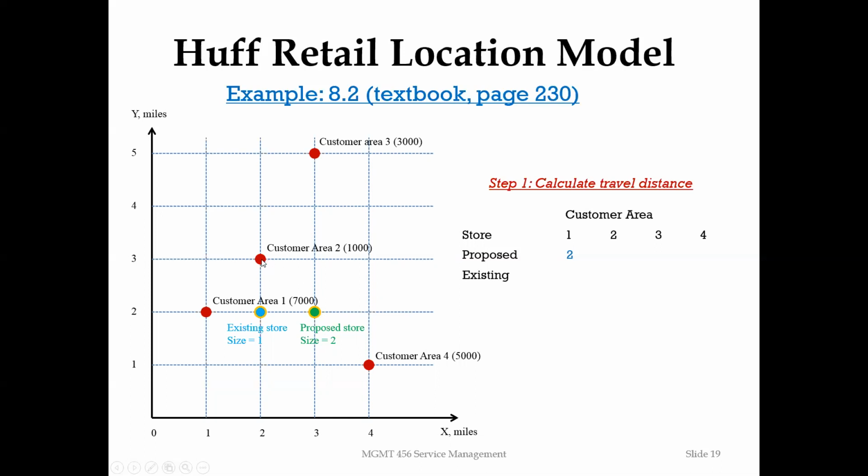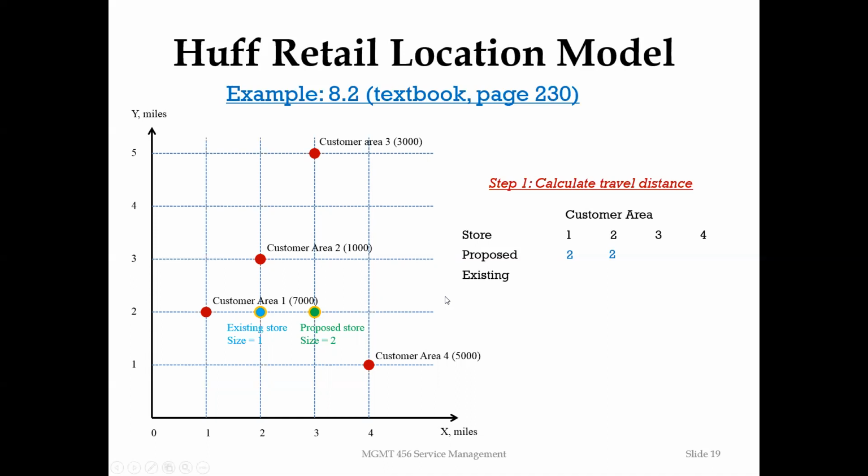For those who live in custom area 2, what is the travel distance to the proposed store? So from here to here, what is the travel distance? Again, we look at metropolitan distance. So it'd be 1, 2, 1, 2. So travel distance is 2.